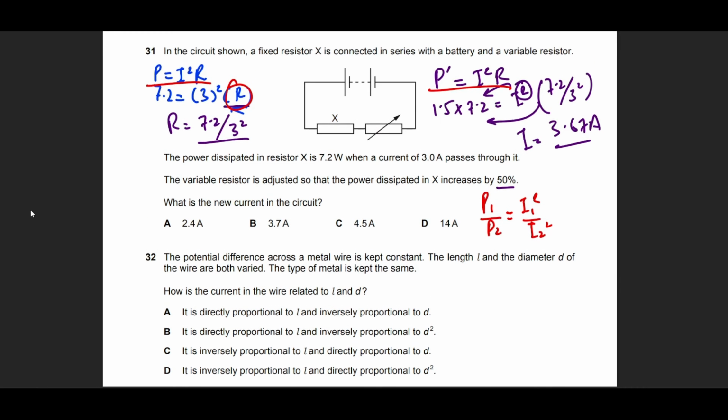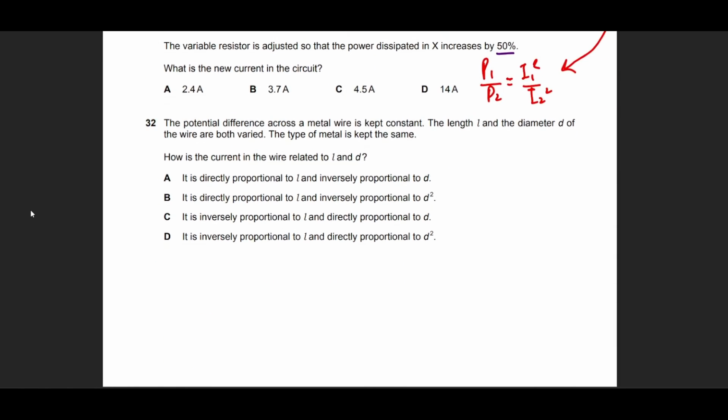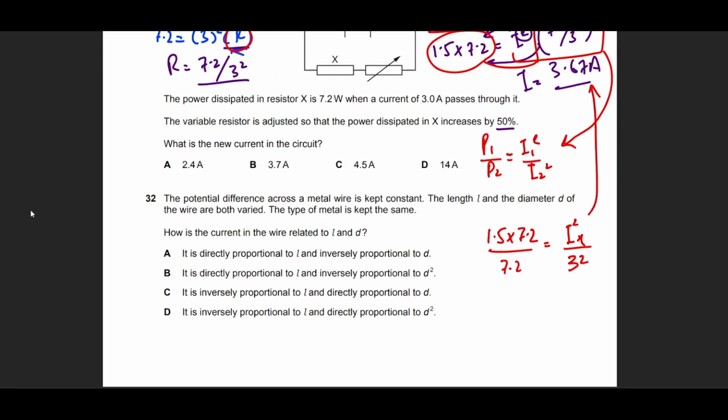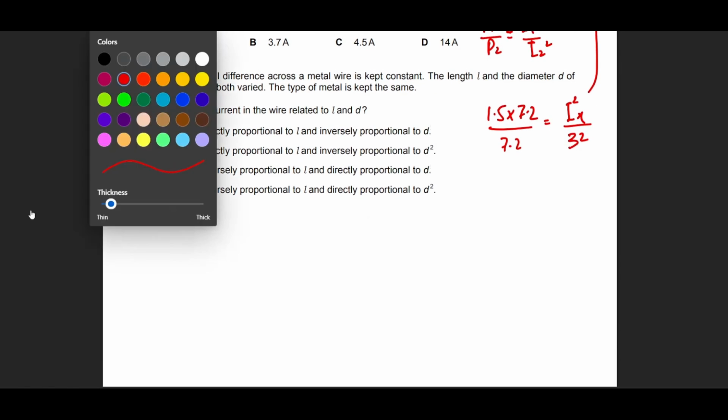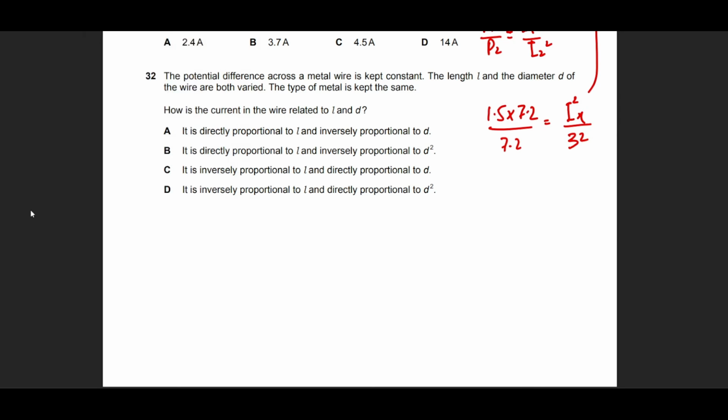Again, if you realize this whole setup is actually a representation of this equation, okay? What you could have done is simply take this 1.5 into 7.2 divided by 7.2 equals I square, or you can say I_X square divided by 3 square. When you solve this, again, you're going to get 3.67. Anyways, that's up to you, what mathematics you're comfortable with. Question 32 requires a bit of mathematical manipulation. He wants you to see whether you can reach that conclusion.